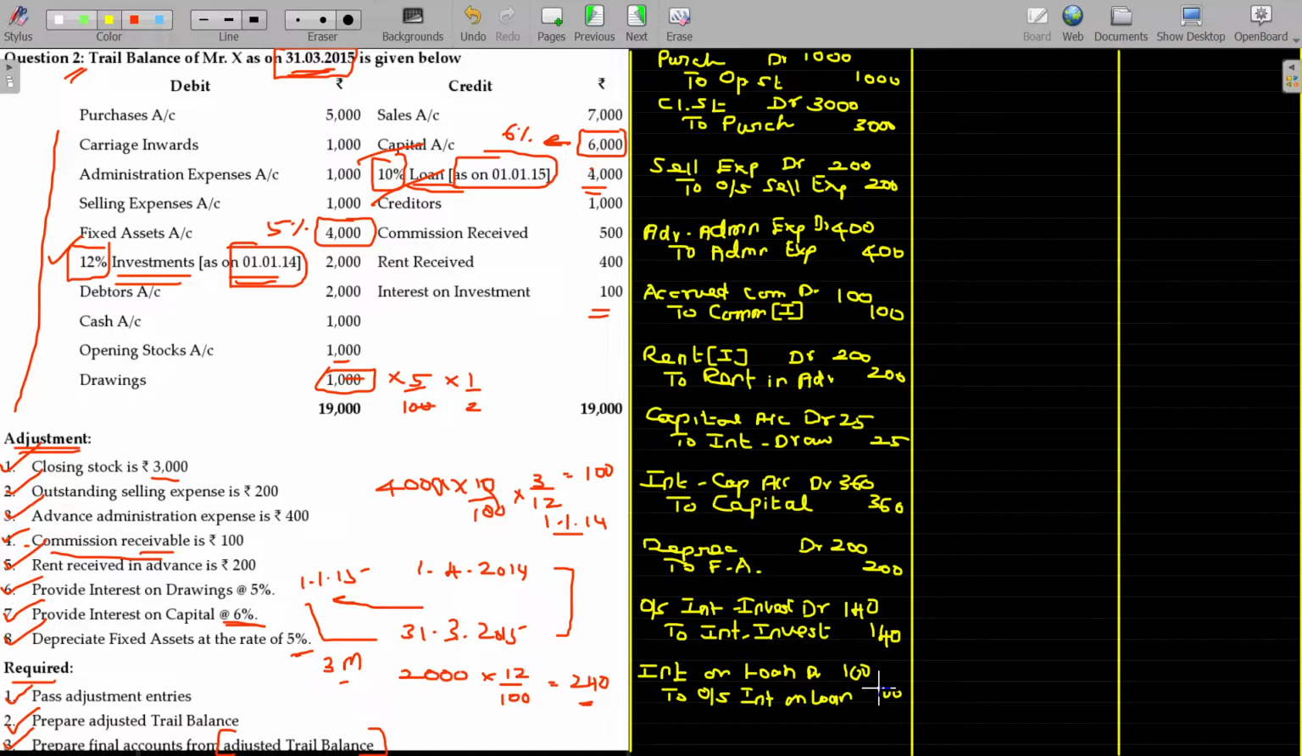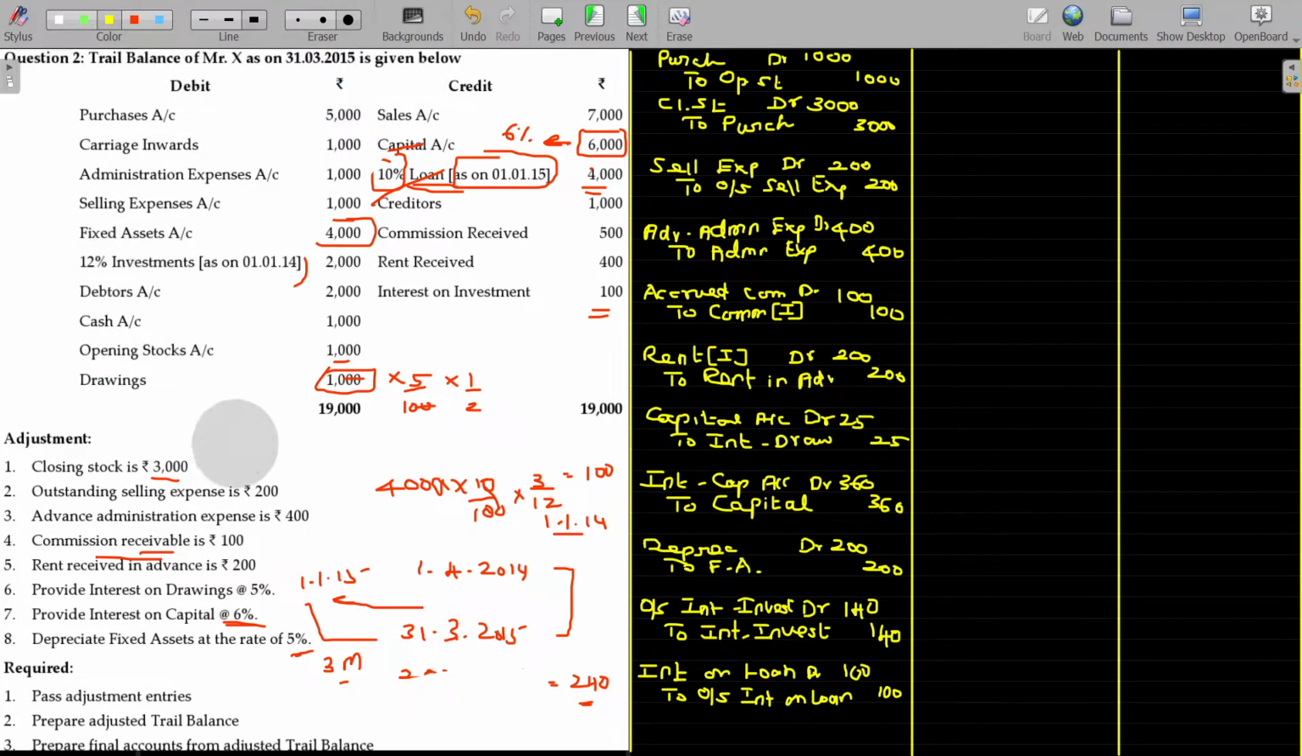These entries were passed only after preparation of final accounts, because we came to know these things were missed while preparing the trial balance. If we had known before the preparation of the trial balance, we could have comfortably passed the journal entry. But now we are adjusting those things. That's why it's called an adjustment entry, right? It may be named either as closing entry or adjustment entry. Now, the next one is about preparing the adjusted trial balance. I am going to prepare the adjusted trial balance here.